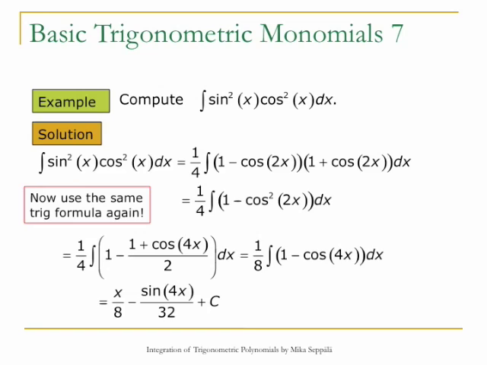And this can be easily computed. It amounts to x/8, that is the integral of 1 dx divided by 8, minus (sin 4x)/32 plus the constant of integration C.